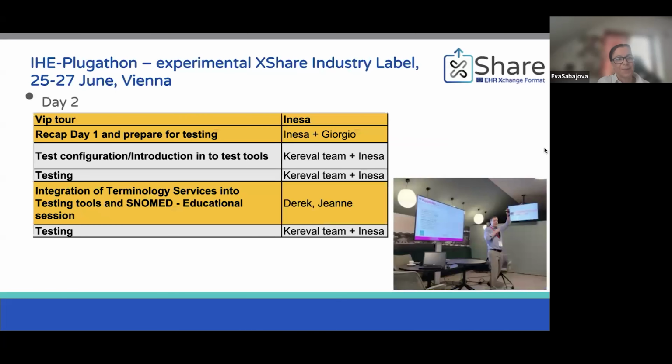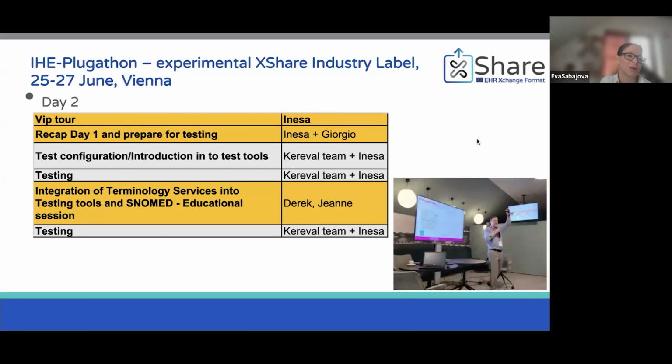The second day, the Plugathon participants had a so-called VIP tour. This is a tour where the participants can see the testing floor of the Connectathon week, what steps the Connectathon participants are testing and what the process is, and see for next year what is to be done as the next levels for the institutions involved in xShare.